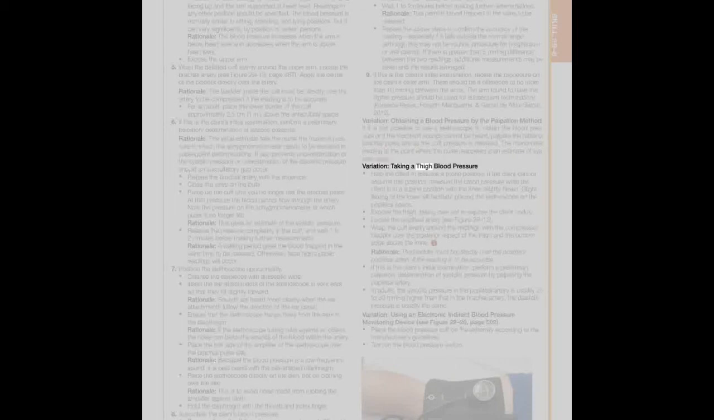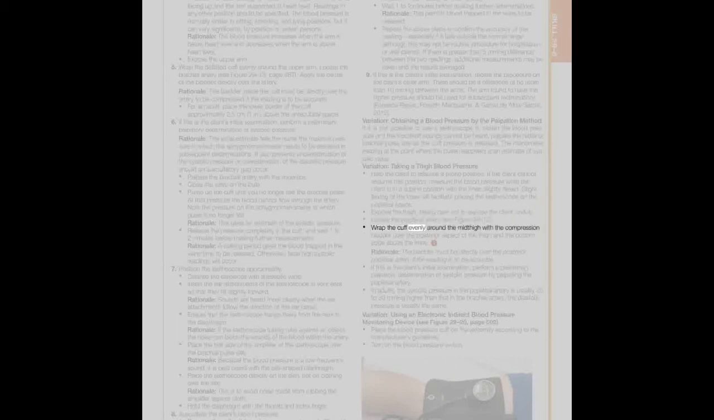Variation: taking a thigh blood pressure. Help the client to assume a prone position. If the client cannot assume this position, measure the blood pressure while the client is in a supine position with the knee slightly flexed. Slight flexing of the knee will facilitate placing the stethoscope on the popliteal space. Expose the thigh, taking care not to expose the client unduly. Locate the popliteal artery, see Figure 29-13.